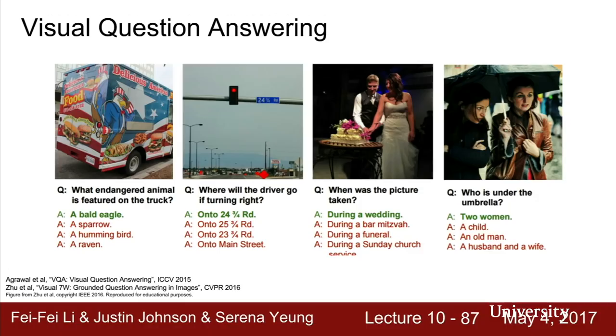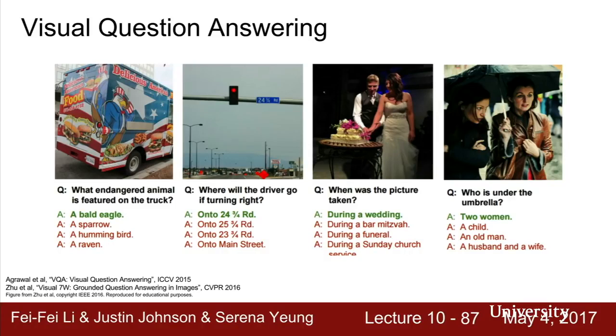By the way, this idea of recurrent neural networks and attention actually gets used in other tasks beyond image captioning. So one recent example is this idea of visual question answering. So here, our model is going to take two things as input. It's going to take an image, and it will also take a natural language question that's asking some question about the image. So here, we might see this image on the left, and we might ask the question, what endangered animal is featured on the truck?